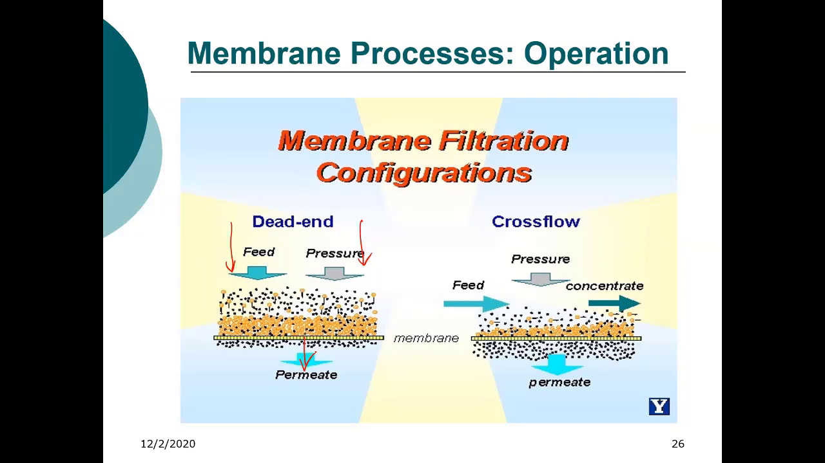Cross flow, here's our membrane surface right here. Pressure is perpendicular to the surface. The feed is parallel to the surface. We still have particles, material collecting on that surface, and the permeate is perpendicular to the feed. And here's our concentrate. So our feed and our concentrate are parallel to one another. Our permeate is perpendicular to that.